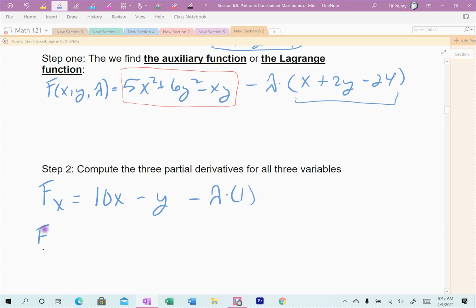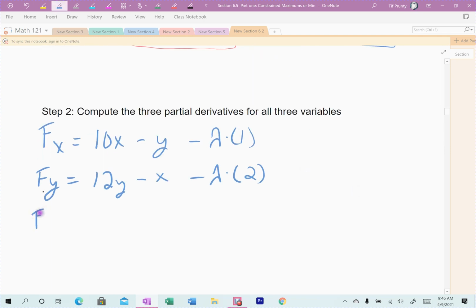And now I do the same thing with respect to y. So I look at my original function, take its derivative with respect to y. So 5x squared zeroes out. I get 12y minus x. Alright, so that's the first piece. Negative lambda comes along, times the derivative of the constraint. Well, there's just the 2y, and so the derivative of the y term is 2. So it's times 2.